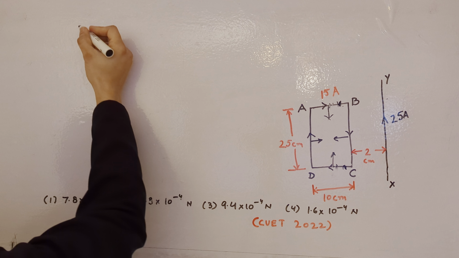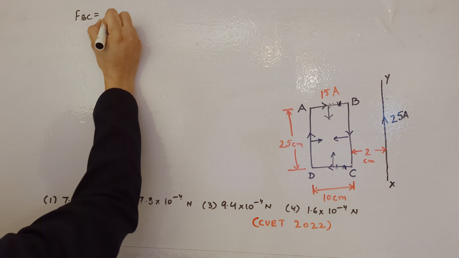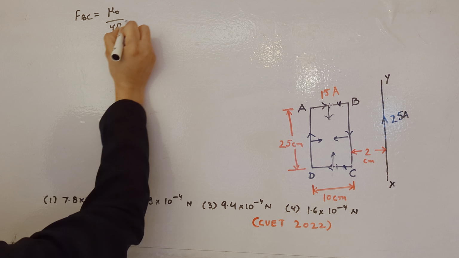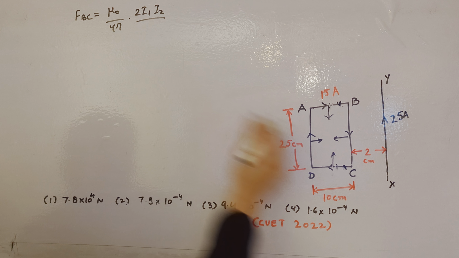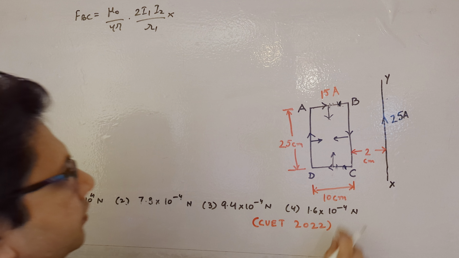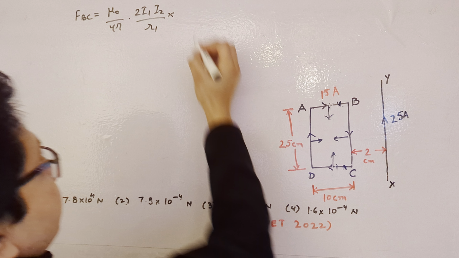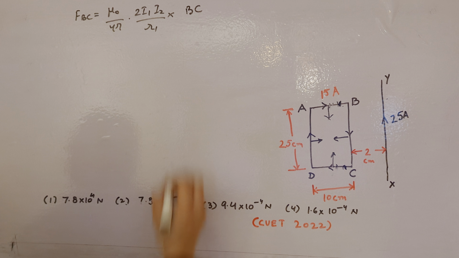First of all, on the BC segment of the wire, the force acting on the BC segment is given by mu naught upon 4 pi into 2 times I1 I2 upon the distance. For example, this distance is R1, times the length of this segment BC. So this is the formula to calculate.